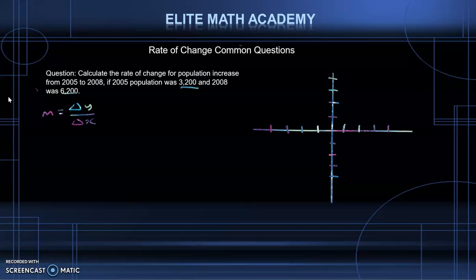The rate of change has to be on the y-axis. So the y-axis will be the population. The y-axis will be marked with population. The rate of change will be measured by the y-axis. Now the constants, what are the constants? Constants are the years from 2005 to 2008. So the constant values will be on the x-axis.